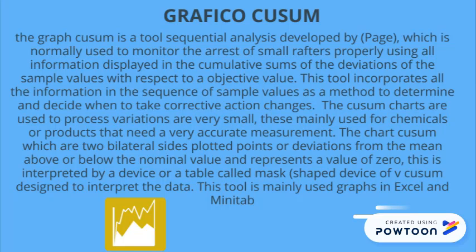The CUSUM charts are used when process variation is very small. This is mainly used for chemicals or products that need a very accurate measurement. The CUSUM chart, which has two bilateral sides, plots points of deviation from the mean above or below the nominal value, which represents a value of 0. This is interpreted by a device or template called a mask, a V-shaped device designed to interpret the data. This tool is mainly used as graphics in Excel and Minitab.